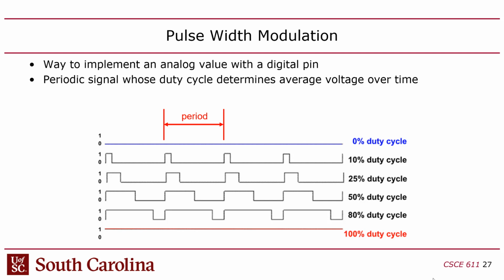Now the period is kind of arbitrary usually. Usually you want the frequency high, but there's a point of diminishing return. You don't get any benefit from it being super high, right?